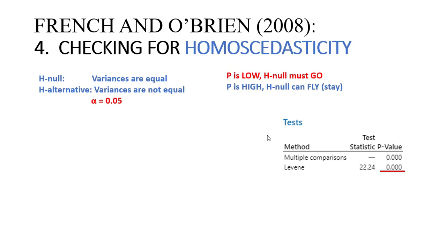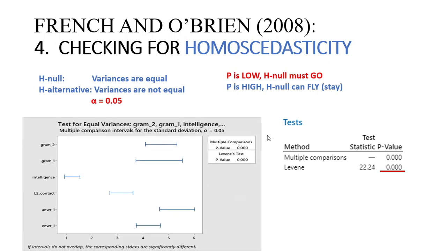This means that French and O'Brien did not check for variances being equal, homoscedasticity, and in this case notice that the variances are not equal. And we can show that, in fact, when we graph the different variances. You can see here you have Levene's test, and it says 0.000, so that means the variances are not equal, and you can see in the chart that the variances are not equal. Some variances here are very small, and some variances here are very large. Okay, so here again we do not have equal variances.